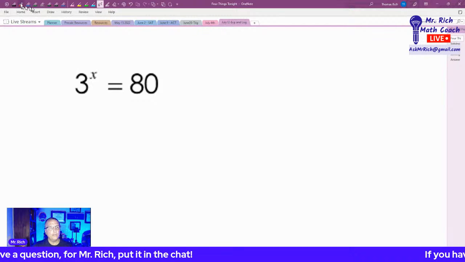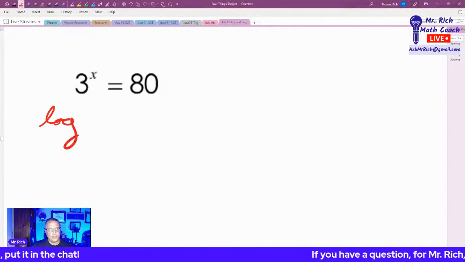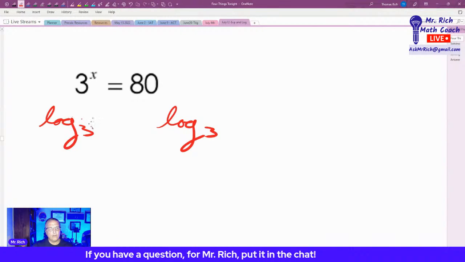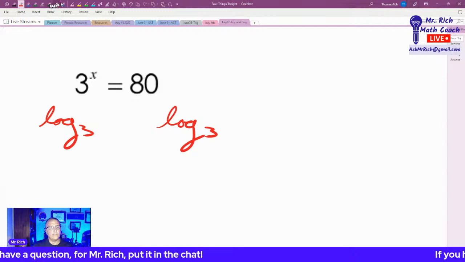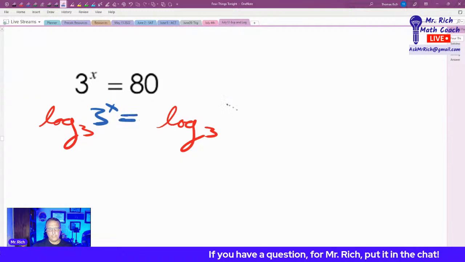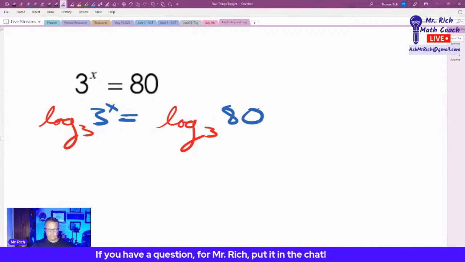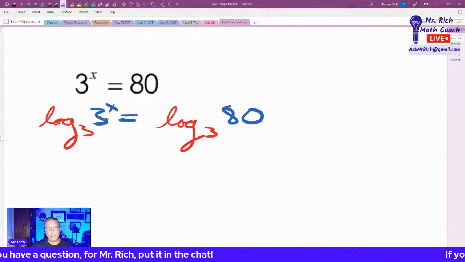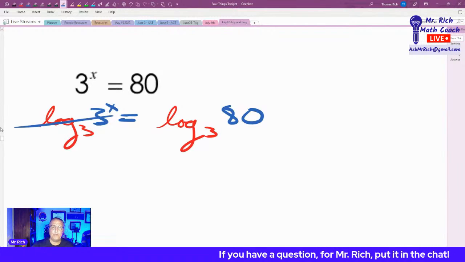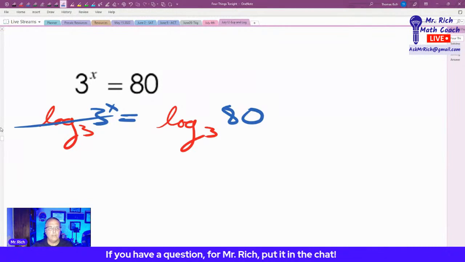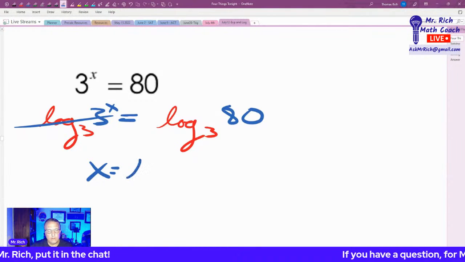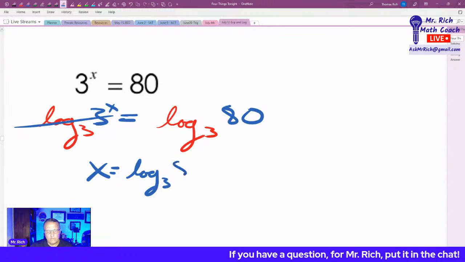That's the algebra move. The algebra move here is to say, well, let's take the log base 3 on both sides. So I'm going to take the log base 3 of 3 to the x. And I'm going to take log base 3 of 80. Now, what happens when I have log base 3 of 3 to the x, these guys cancel each other out. And it releases that x from the exponent, and I just have an x over here. And my answer is log base 3 of 80.